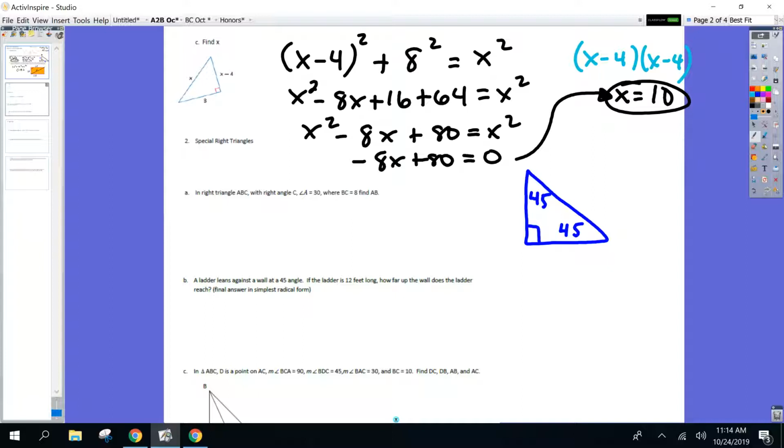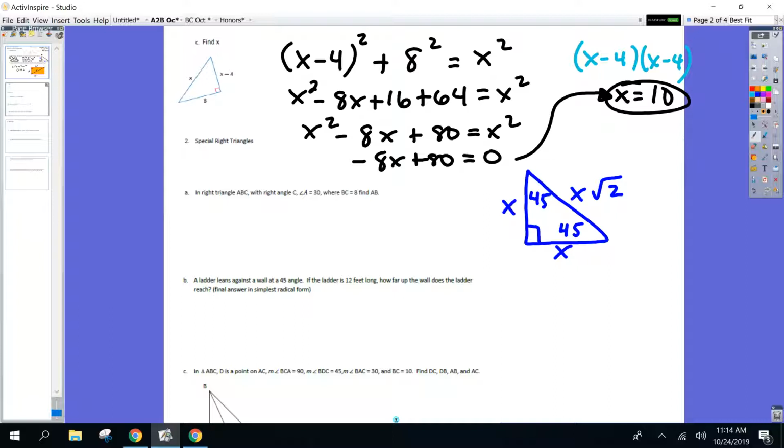Yeah, everyone's perfect. I got two 45s, right? The sides across are always the same. Okay, so I'm going to put an x and an x here. The sides across from the 45s are always the same. And then the hypotenuse is going to be, ready? One of those sides times radical 2, always. Okay, so those two sides across from the 45s are always the same, and the side across from the 90 is always that side times radical 2.